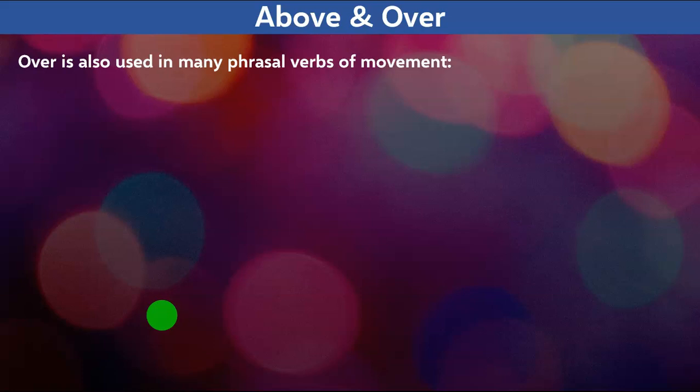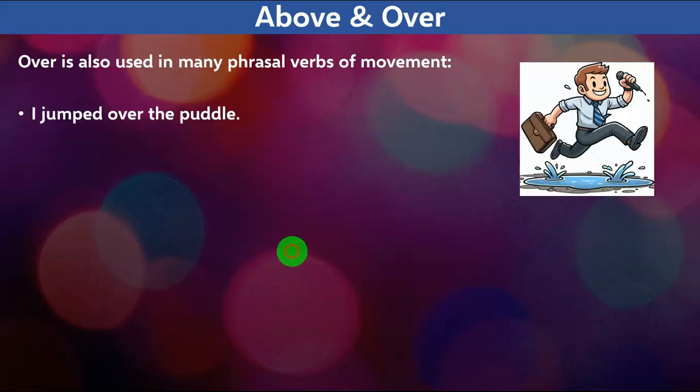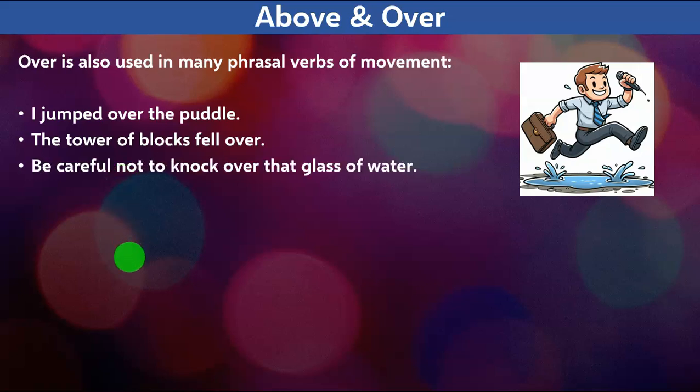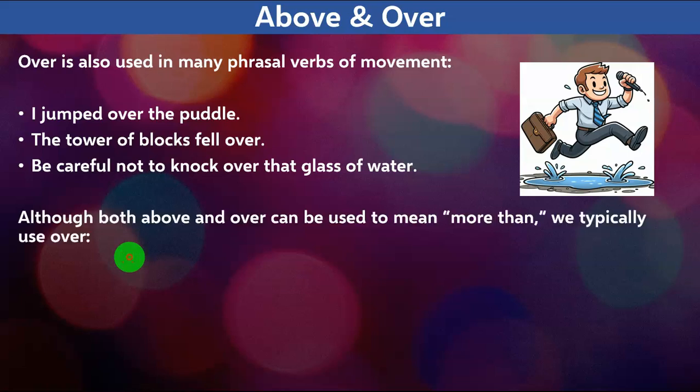Now over is also used in many phrasal verbs of movement. I jumped over the puddle, right? Now here is a picture of a person jumping over a puddle, right? Now you may also say I jumped across the puddle, but the more common one is I jumped over the puddle. The tower of blocks fell over. Let's say a child is playing with a tower of blocks and they fell over. Be careful not to knock over that glass of water.